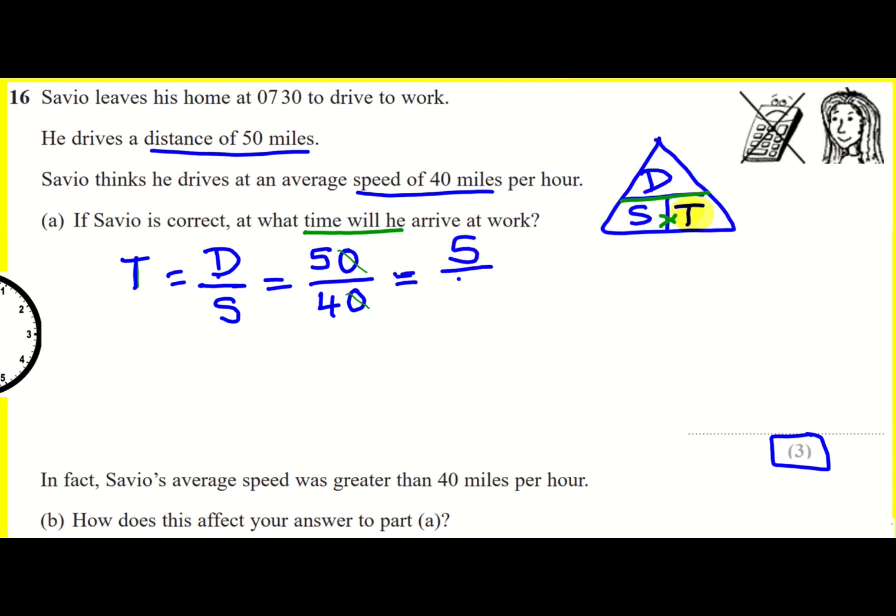5 divided by 4. Another way of thinking about this is 5 quarters. Well, if we think about 5 quarters, here on one cake we've got 4 quarters, so 5 quarters would be this. 1, 2, 3, 4, 5 quarters. Now, as a decimal, that is 1.25, because we've got one whole and a quarter.